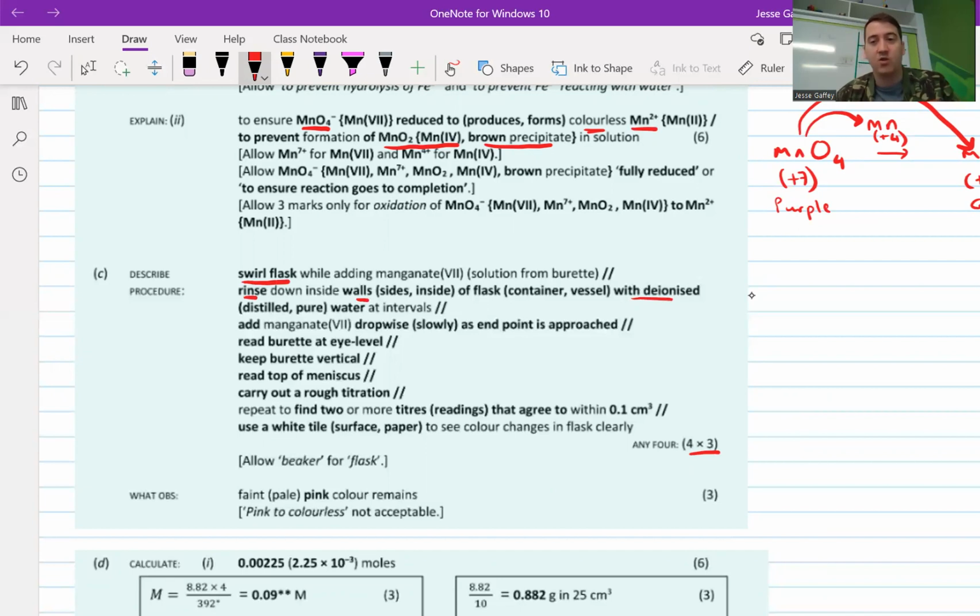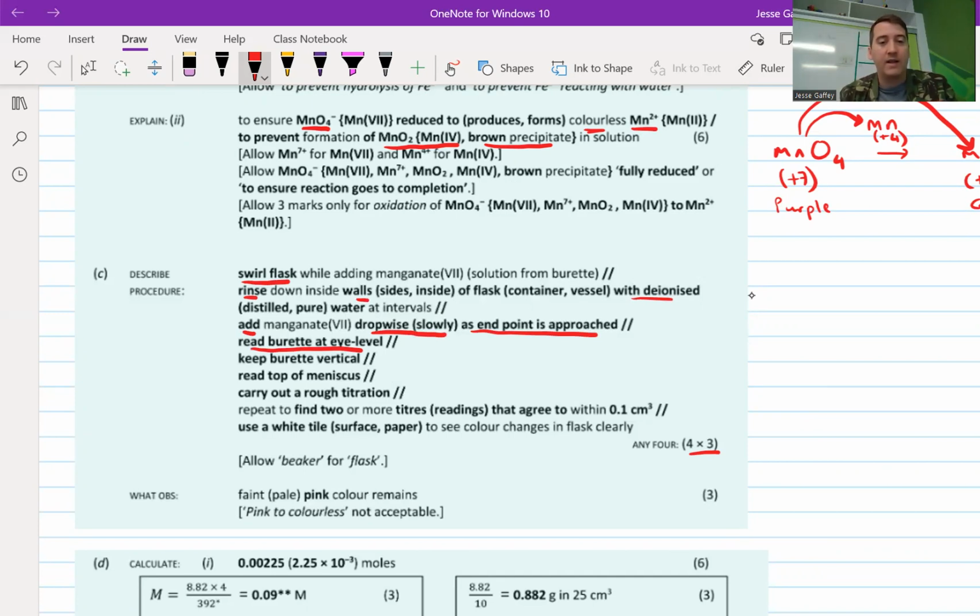So again, I train my students to do that with the wash bottle. Actually stop and wash the sides down. What else do we want to do? We want to slow down, add the permanganate, the purple color, add it very slowly at the end, drop by drop, or slowly as the end point is approached. Okay, and then when you're reading the volume, how much did I use? You want to read the burette at eye level. So actually checking it at eye level, not anywhere else, not from below, not from above. You want to read at eye level. That makes sure that you've done an accurate job.